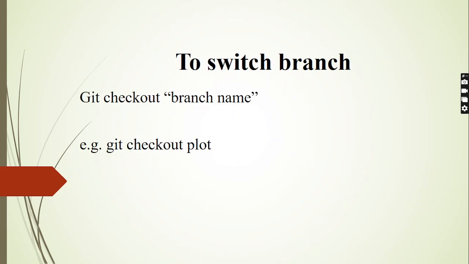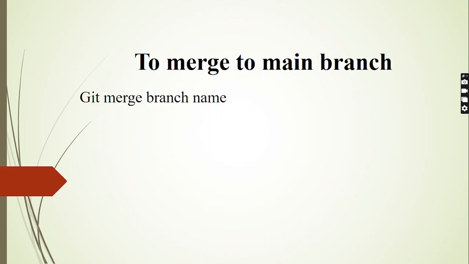To switch a branch, for example, I've created a branch, so we can just use git checkout plot. We've switched to the plot branch. Then we can say git checkout main, and we have switched to the main branch. To merge to the main branch, we can say git merge and the branch name.